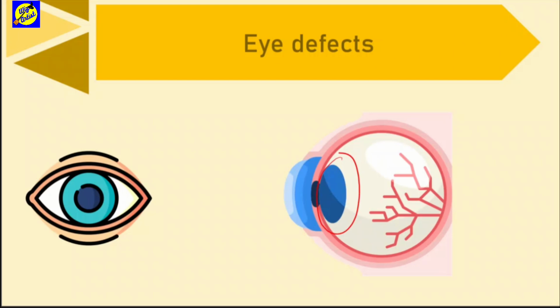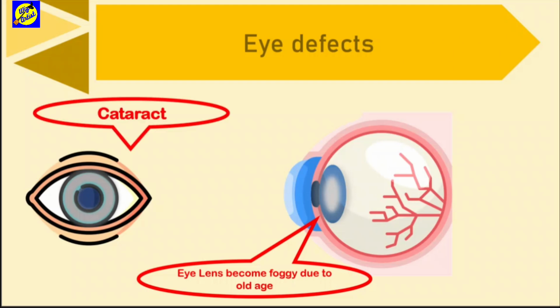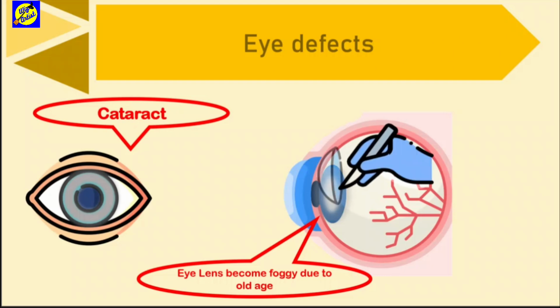Just observe this lens and this iris of the two eyes. Due to old age, this may become foggy. And because the lens becomes foggy, the vision is obstructed and it can even be lost. This is called cataract, and it can be easily surgically cured by inserting an artificial lens through operation. New technologies have made this procedure a lot safer and also more efficient.